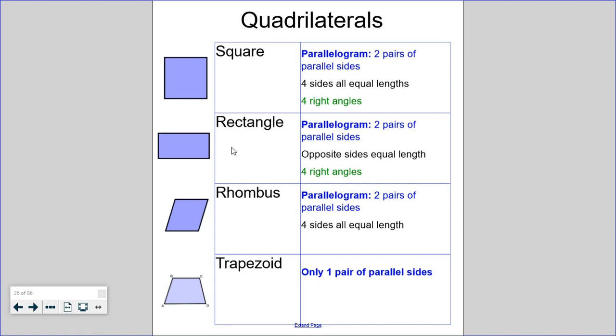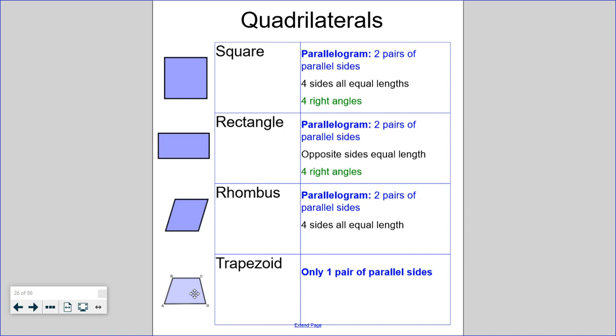Notice the opposite sides are equal length, but all 4 sides do not have to be equal length in order to be a rectangle. A rhombus is a parallelogram with 2 pairs of parallel sides. It also has 4 sides that are all equal length, but notice that a rhombus does not have to have 4 right angles. And then the fourth type we learned about was a trapezoid. And a trapezoid has 4 sides, but it only has 1 pair of parallel sides. So this one down here, the top and the bottom are parallel, which means they will never, ever, ever cross. But these 2 sides are not parallel. So there's only 1 pair of parallel sides.